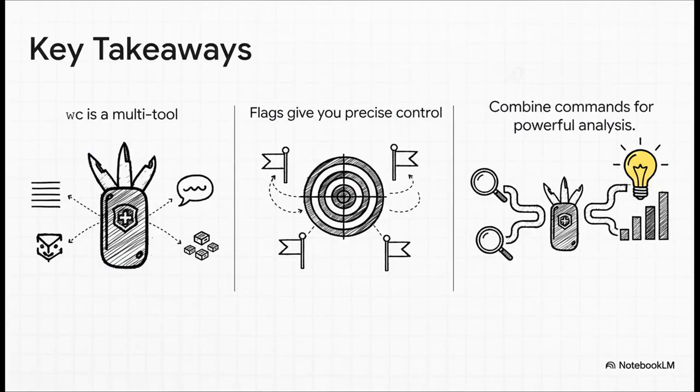All right, so let's wrap this up. What are the key things to remember? First, WC is way more than just a word counter. It's your go-to for lines, words, and bytes. Second, those little flags, -l, -w, and -c, are your secret weapons for getting the exact number you need. And finally, the real magic happens when you combine WC with other commands. That's when you go from just counting to actually analyzing.